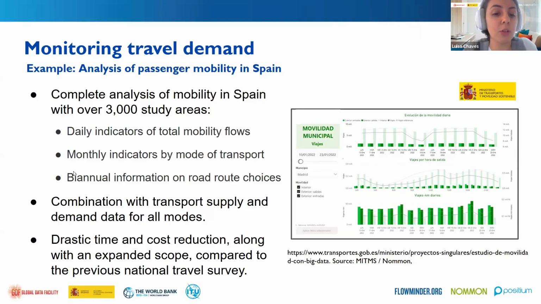Compared to the previous national travel survey, this approach drastically reduced cost and time while expanding the scope of information collected. It is also an open data access project, allowing different stakeholders to explore the data generated using mobile phone data to improve transport and mobility all over the country. Here, I invite you all to access the information in the link below.